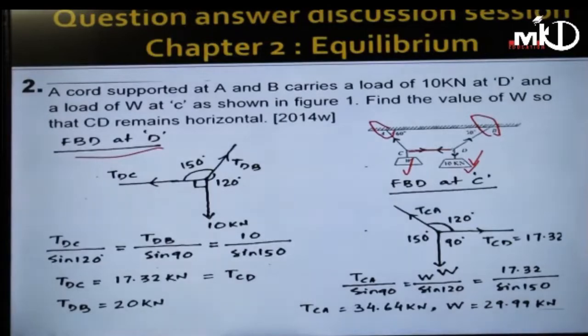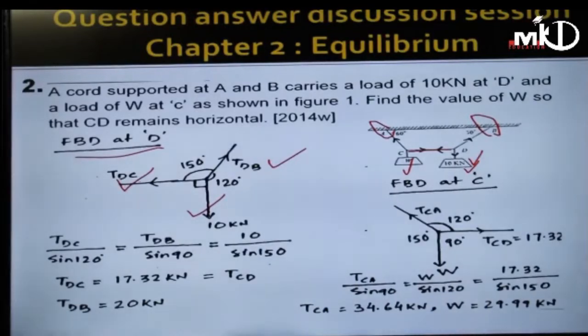You see the tension coming along DB, you can write TDB, and 10 kilonewton acting vertically downward, this weight or load, and this is the tension in the portion DC, TDC. So these are the 3 forces, and we apply Lami's theorem. How do you apply Lami's theorem?